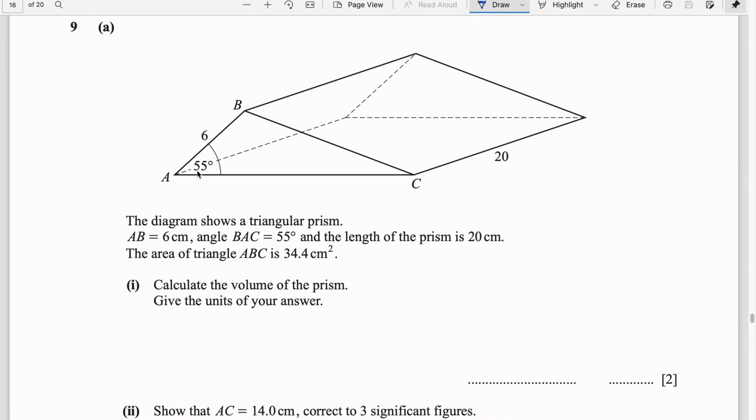So volume is basically cross-sectional area times height. Area of cross-section times height or length, that is 34.4 times 20, which is 688, and units are required. This was centimeter, so that is centimeter cube.